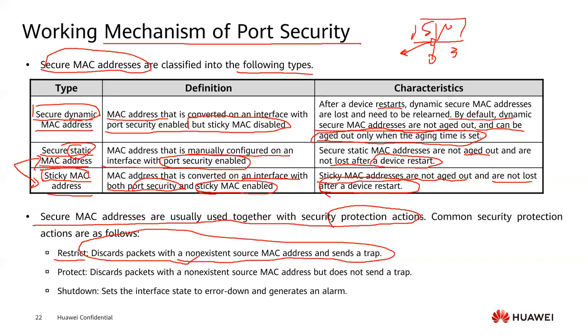You can convert dynamic MAC addresses from normal dynamic addresses into security MAC addresses, or you can configure a security static MAC address, or you can use the static MAC address. If the source MAC address of the frame is not in the security MAC address table, the packet will be discarded, but the switch will send a trap. Another action is protect. It means it will discard the packet, but it will not send a trap.